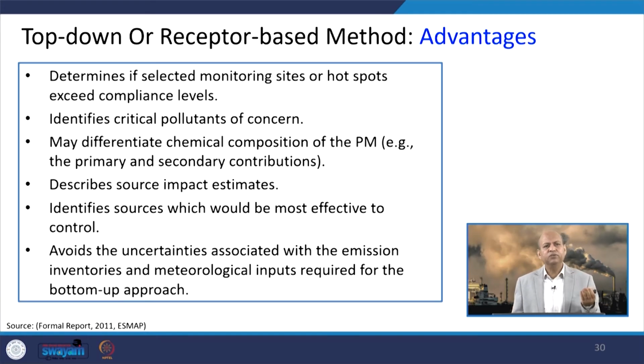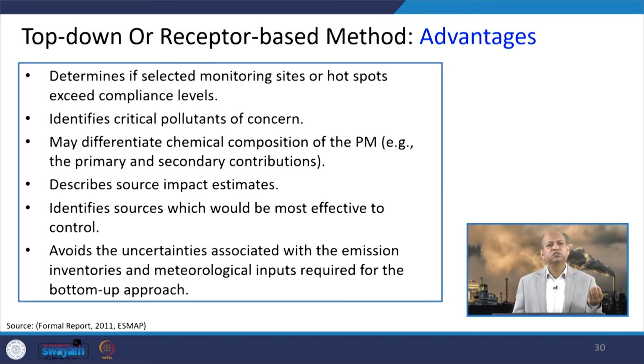Basically, it can determine monitoring at the selected monitoring sites, hot spots, and some particular compliance levels, whether it is exceeding or meeting those air quality standards or not. It can also help us in identification of critical pollutants of concern which can have severe health effects. It can also be used for differentiating the chemical composition of particulate matter in terms of primary or secondary contributions, how much is there. Then description of source impact estimates can be done by this technique, the receptor based model.